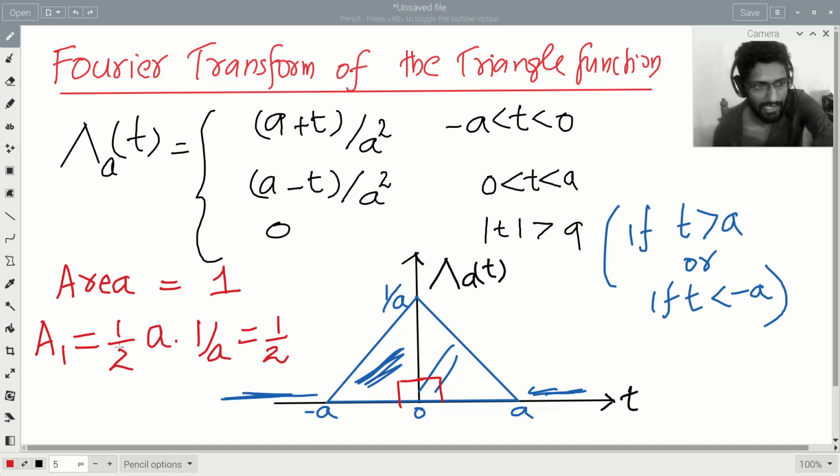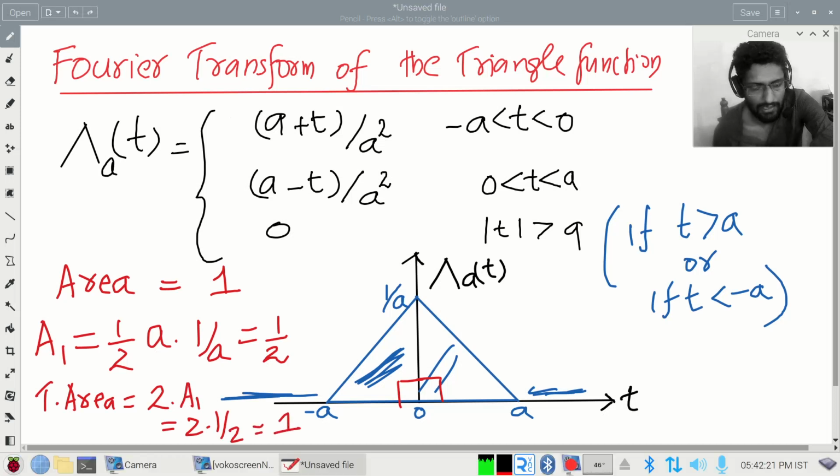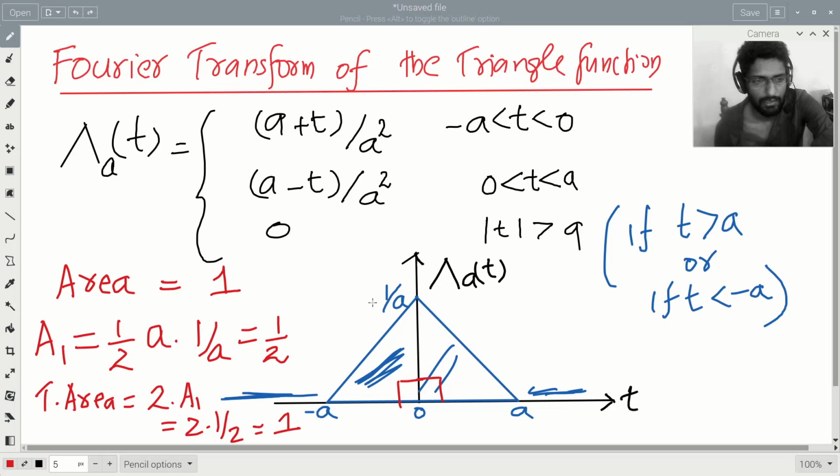How many such triangles are there? There are two similar triangles. So the total area is twice the area of any one of the triangles. So that is equal to 2 times A1, which is 2 into 1 by 2, and we will get 1. The area is 1 unit. So this is the triangle function.